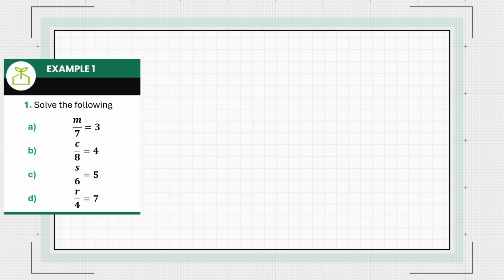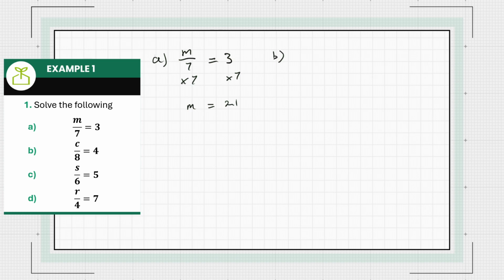So let's get started. All we want to do for questions like A, where we have m over 7 is equal to 3, is create an equivalent equation by multiplying both sides by the denominator in order to solve. So if we have m divided by 7, we want to do the inverse operation, which means we want to times both sides by 7. The result will be m is equal to 3 times 7, which is 21. So they're pretty easy to solve. All you have to do is remember, create an equivalent equation.